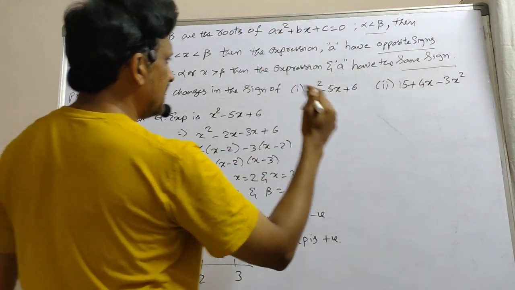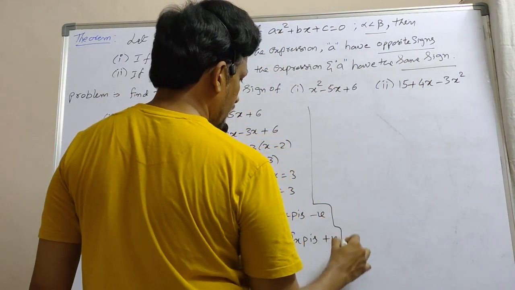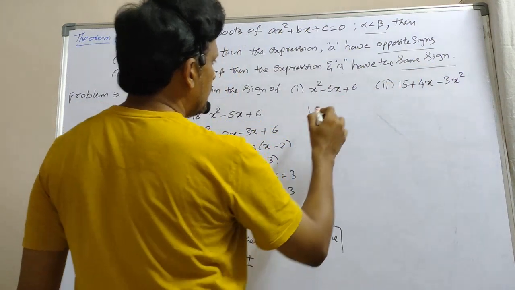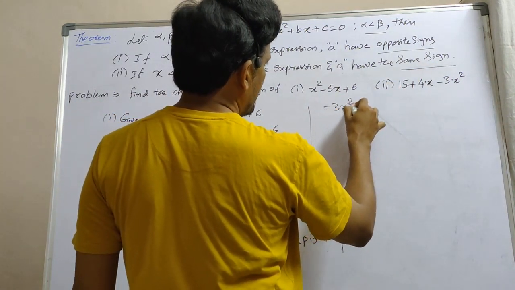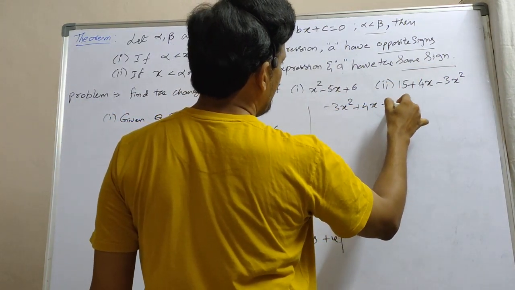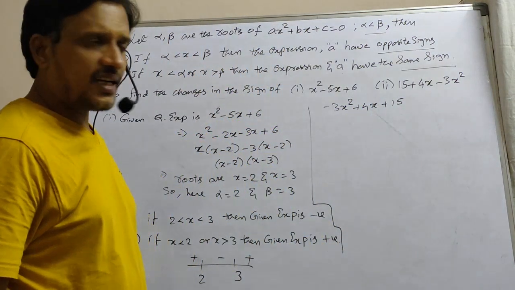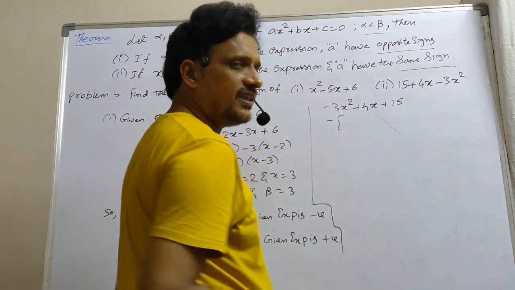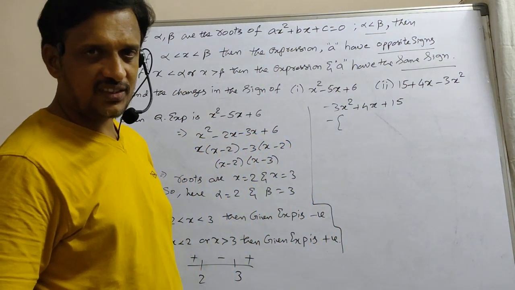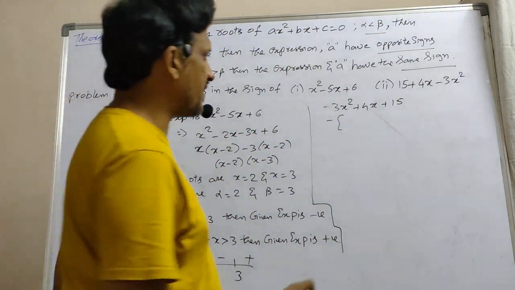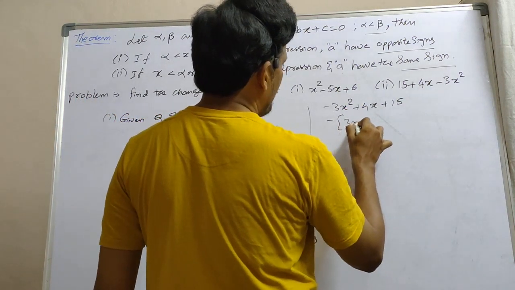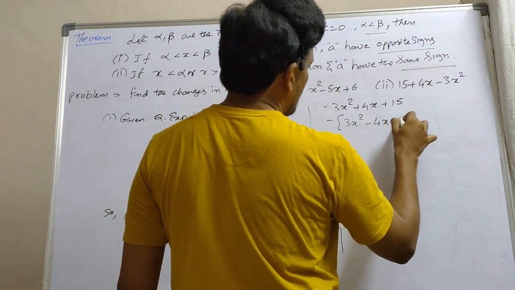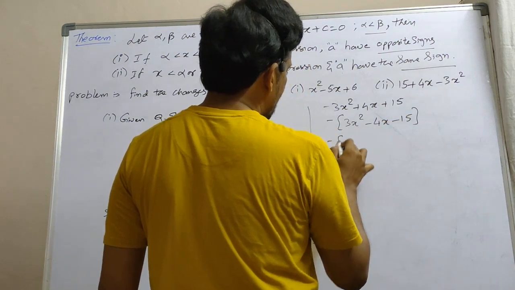And here the second one is another one. Minus 3x square plus 4x plus 15 is given. Just for our convenience, by taking this negative sign common, because usually the coefficient of x square is positive, then it is easy to write the factors. So then 3x square minus 4x minus 15 you will get.